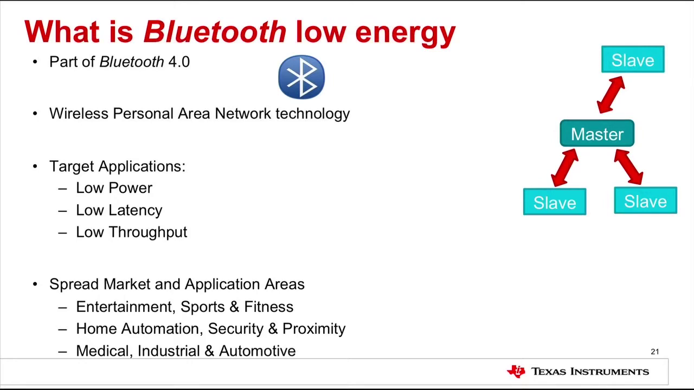It's really kind of your wireless personal area network. And the focus applications, and where it differs, is you're really focusing on low power, low latency, low throughput. A lot of sensor, the proximity, and things like that is where that comes in. So some of the key markets you see are entertainment, a lot of sports and fitness, some home automation, even security, the proximity, being close to things like we talked about, medical, industrial, automotive. So it spans a lot of different applications, and the opportunities are endless.